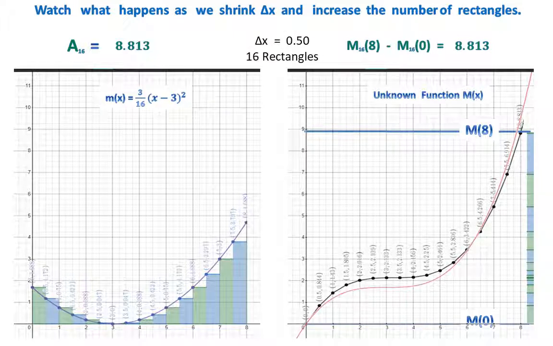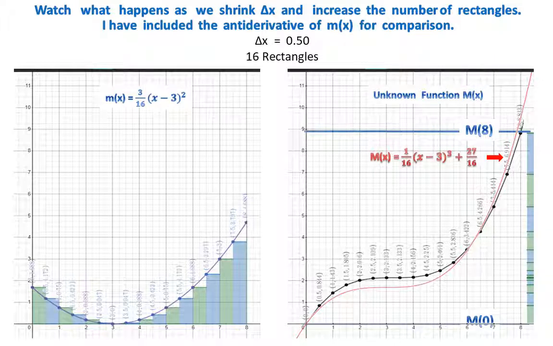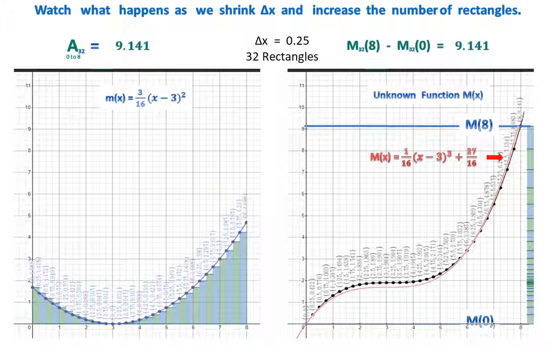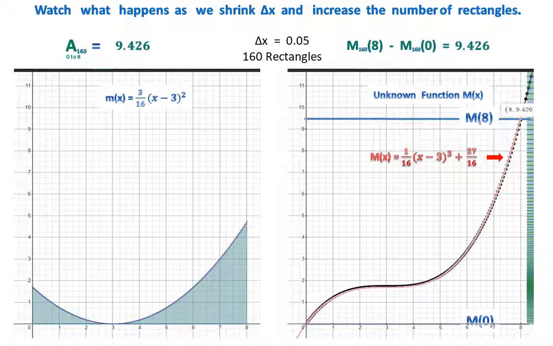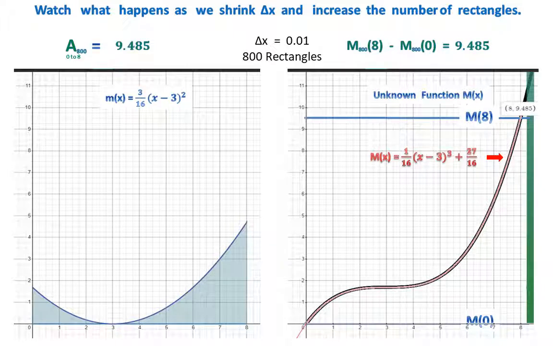I have included the antiderivative of little m of x for comparison. Here we have delta x equals 0.5, and there are 16 rectangles. Here we have delta x equal to 0.25, and there are 32 rectangles. Delta x here is 0.10, and there are 80 rectangles. Delta x here is equal to 0.05, and there are 160 rectangles. And finally, delta x equals 0.01, and there are 800 rectangles.